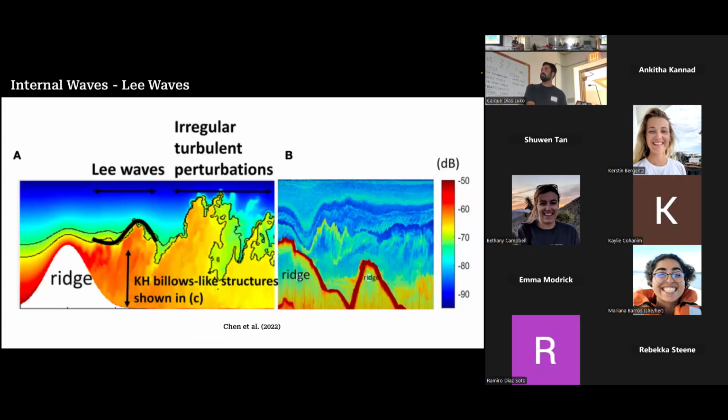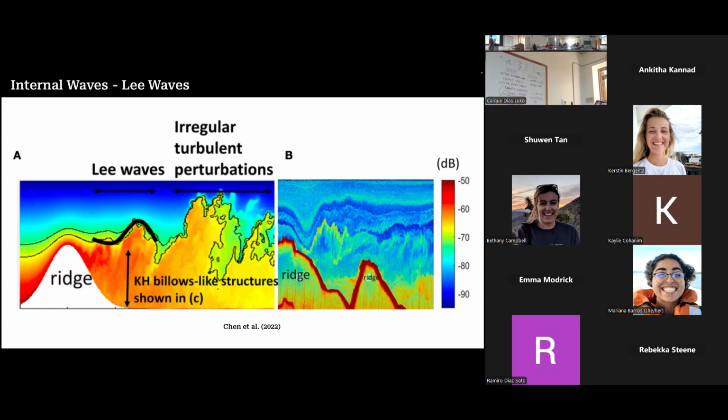And these waves propagate up, and as they're propagating up, they can propagate into a background shear flow, and that variation in the media, the shear varying, can make these waves break. So this is an example where you have a ridge, and then you generate the Lee waves, but as they're propagating up, they can break and generate these big overturns.